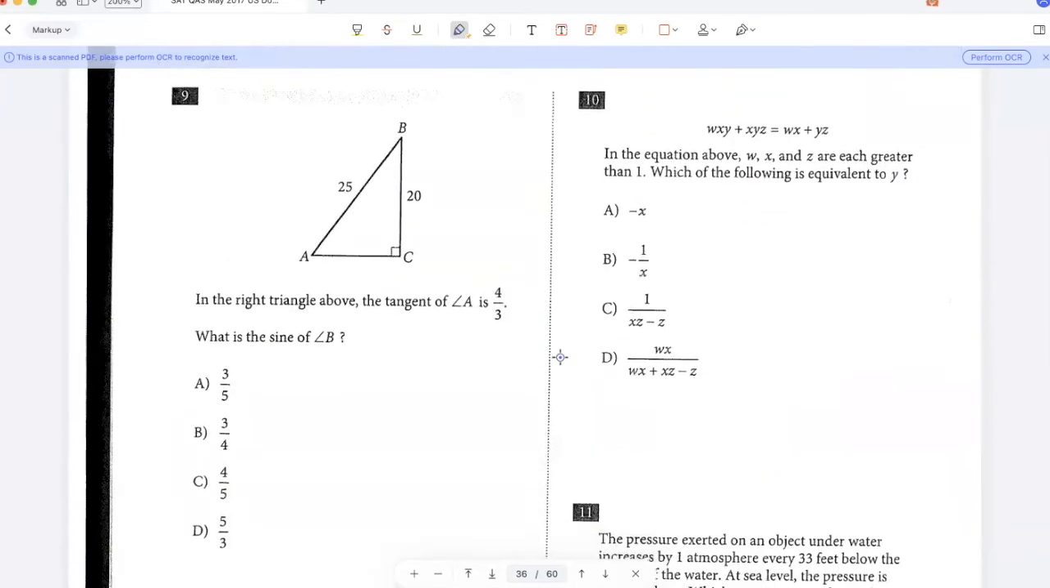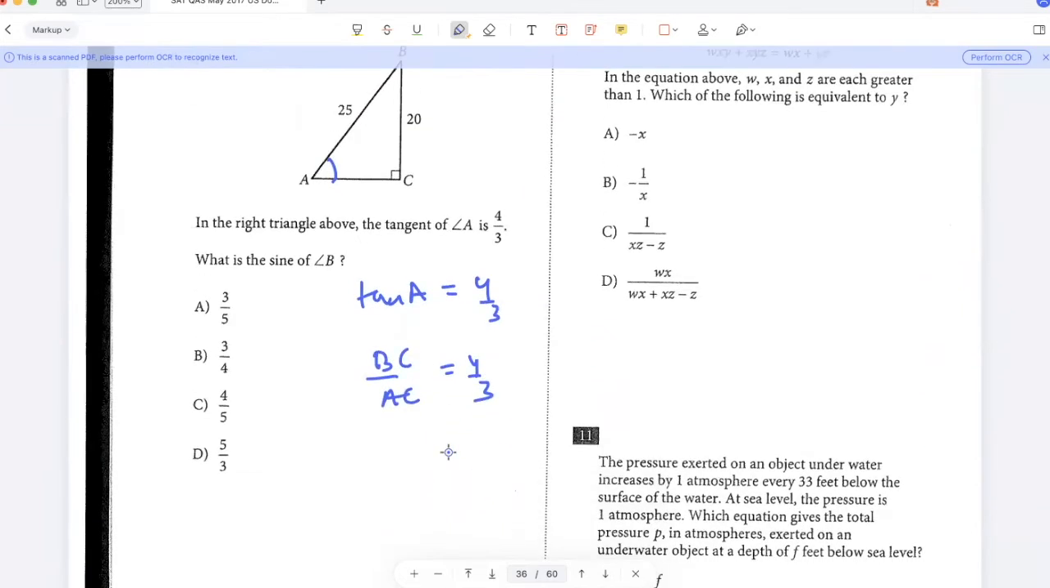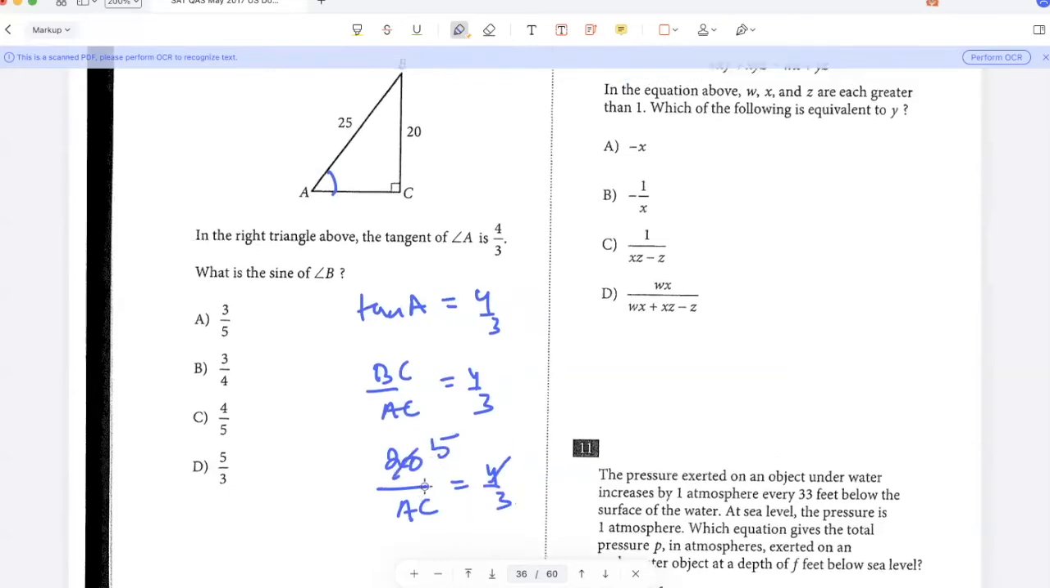In the right triangle above, the tangent of angle A is 4 by 3. What is the sine of angle B? Okay, so tan A is 4 by 3. So that's BC by AC is 4 by 3, opposite over base. So 20 by AC is 4 by 3. So AC is 15, right?